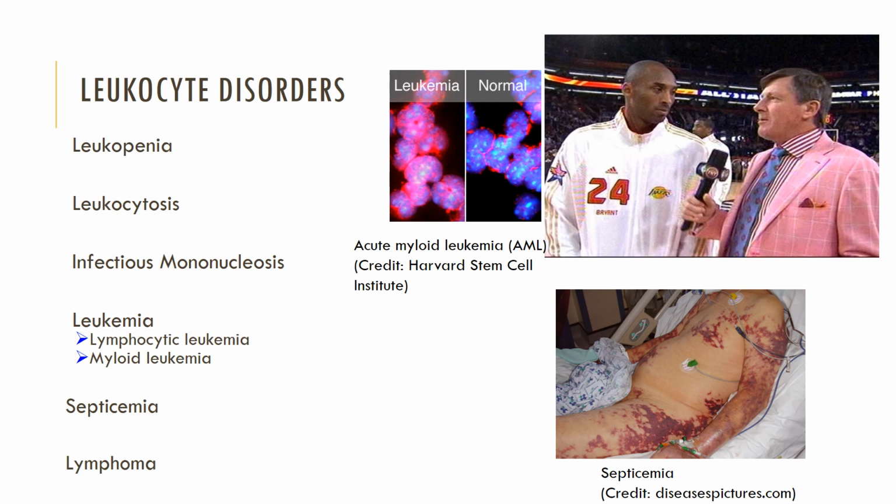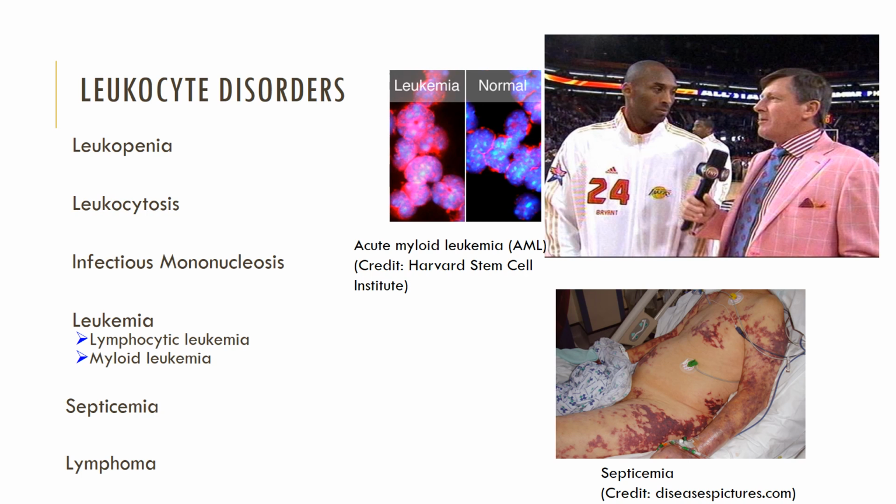Leukocyte disorders are shown here. Leukopenia, which is also known as leukocytopenia, is an abnormally low white blood cell count and is commonly induced by drugs, glucocorticoids, and anti-cancer agents. Leukocytosis is an increase in white blood cell count indicating an infection.